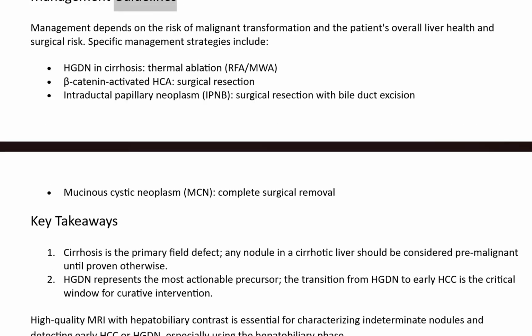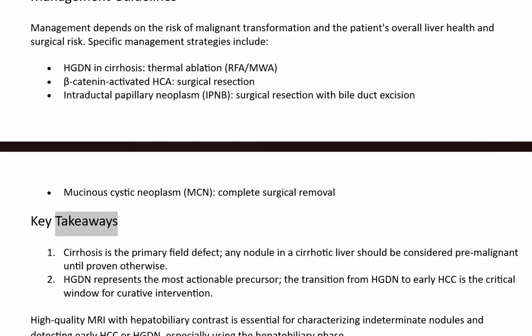Management guidelines. Management depends on the risk of malignant transformation and the patient's overall liver health and surgical risk. Specific management strategies include: HGDN in cirrhosis, thermal ablation, RFA/MWA; beta-catenin activated HCA, surgical resection; intraductal papillary neoplasm, IPNB, surgical resection with bile duct excision; mucinous cystic neoplasm, MCN, complete surgical removal.